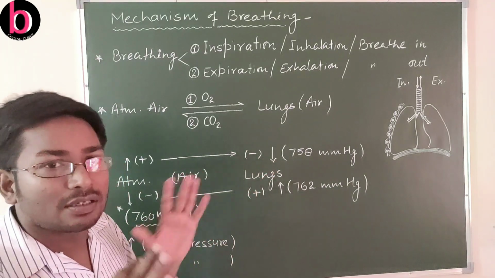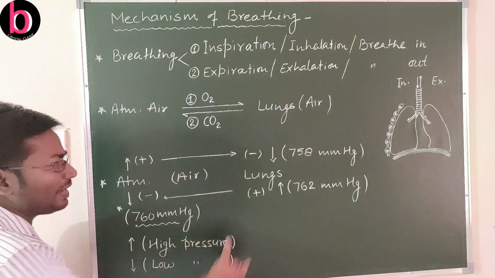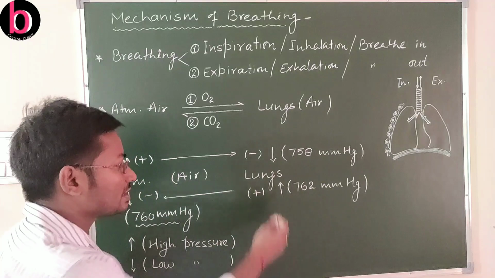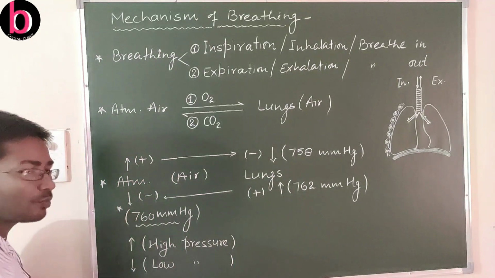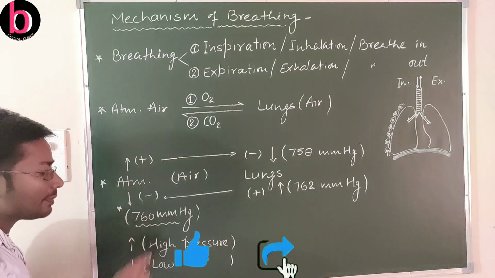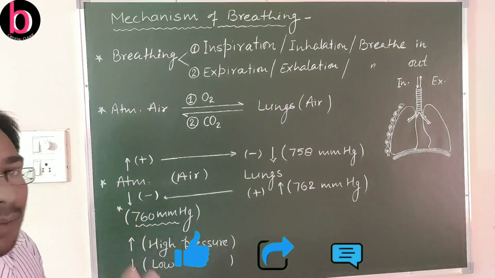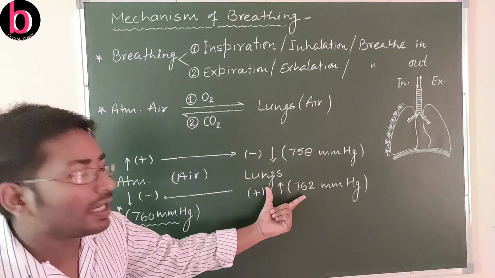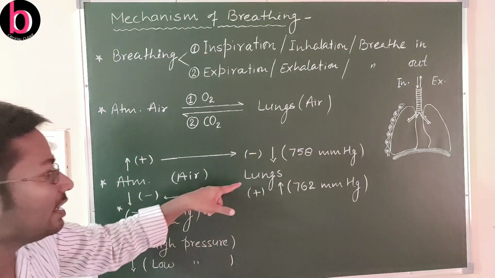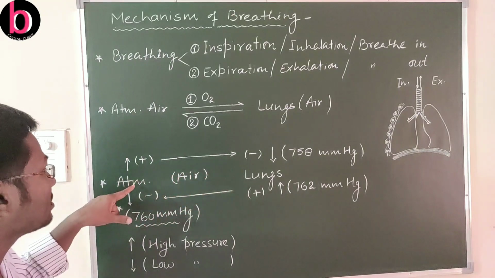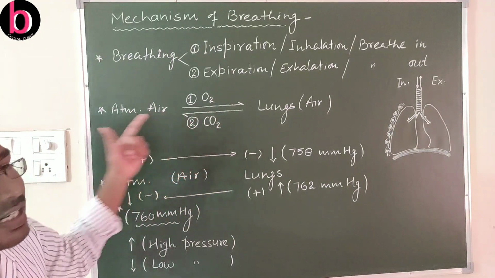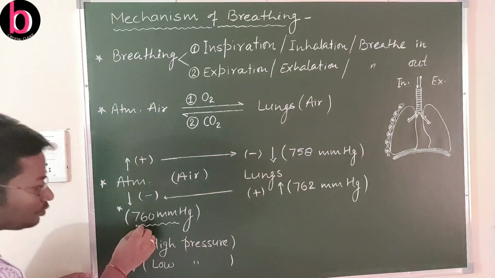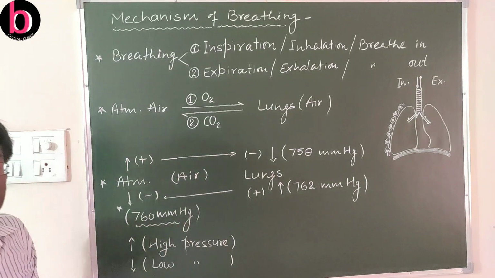This is inspiration. Now when the pressure inside the lungs is 762 mm Hg, this is positive pressure with respect to atmospheric pressure. Still in the atmosphere the pressure is the same, 760 mm Hg. So with respect to this atmospheric pressure, the pressure here is more. That's why air is moving out from the lungs into the atmosphere, that is expiration. This is expiration. So here what is given is 760 mm Hg.